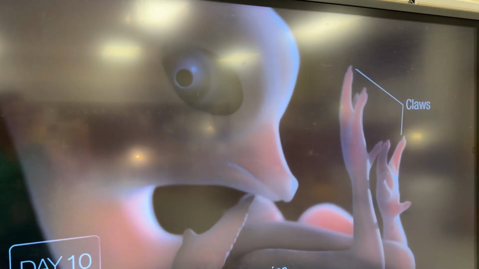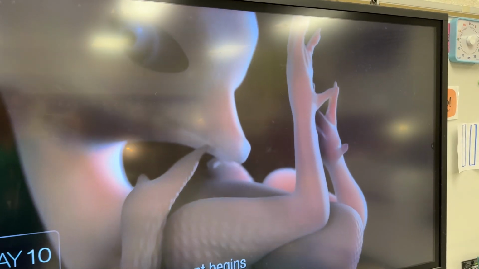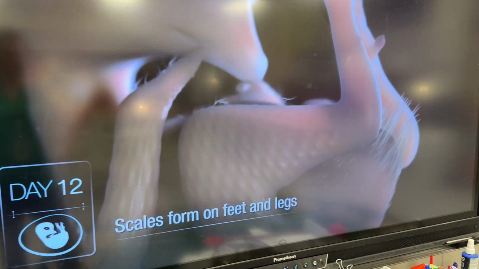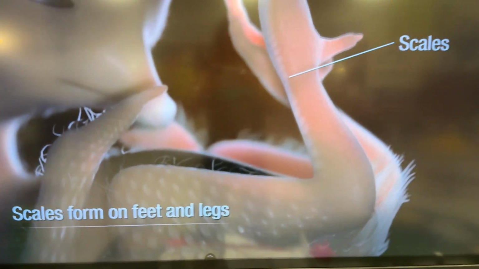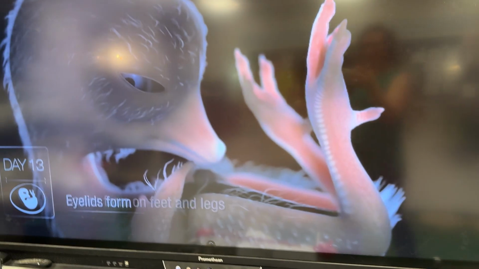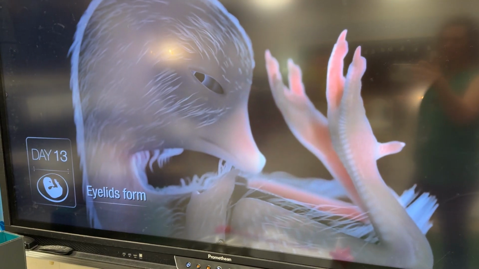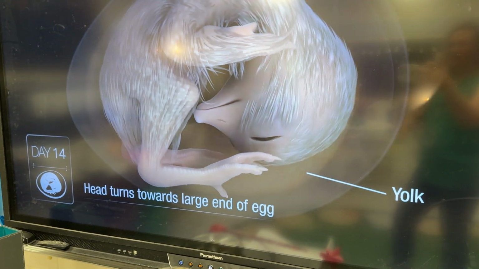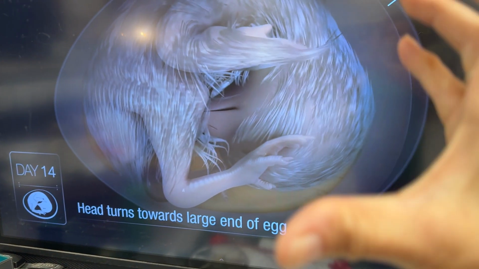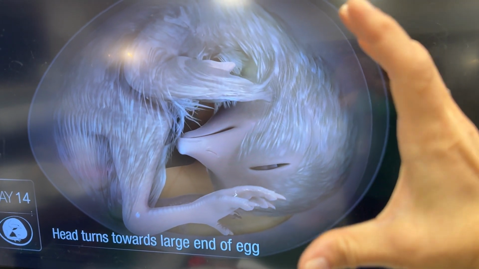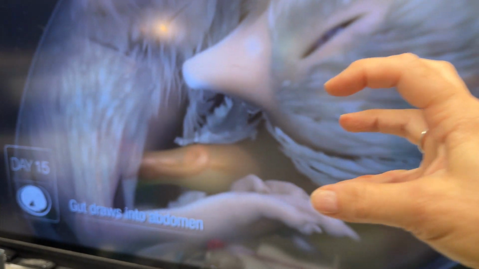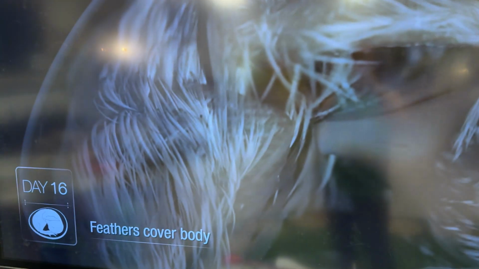On day 9, the mouth begins to open. Day 10, you have claws developing. Day 11, tail feathers appear. Day 12, scales form on the feet and legs. Day 13, you have eyelids that form. Day 14, the head starts to turn towards the large end of the egg. This is where he's actually going to hatch from. Day 15, he draws all of the abdomen, the stomach, up inside of him.